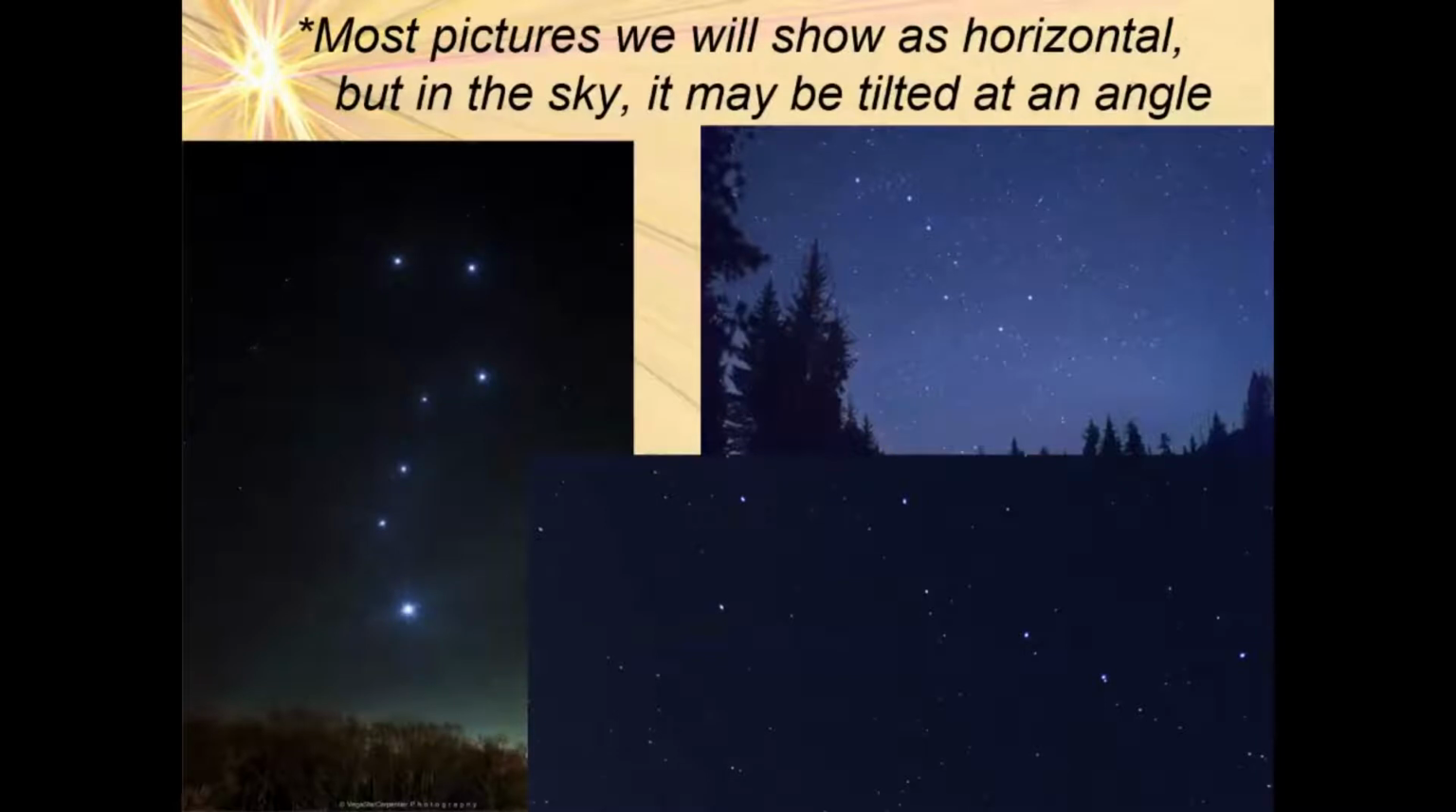Now keep in mind, most pictures will show us the horizontal, but in the sky, it might be tilted at an angle. Remember that these stars are moving around in the sky. So here is the Big Dipper upside down. Here is the Big Dipper at an angle. Here's the Big Dipper at another angle. So when you go out and look for the Big Dipper, keep in mind, you might not see it just like a flat thing that we typically see in our pictures.